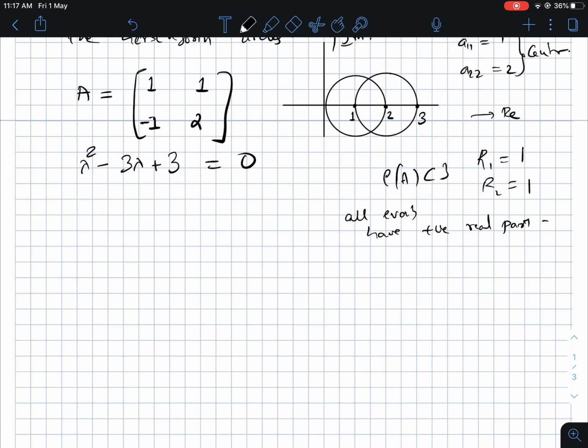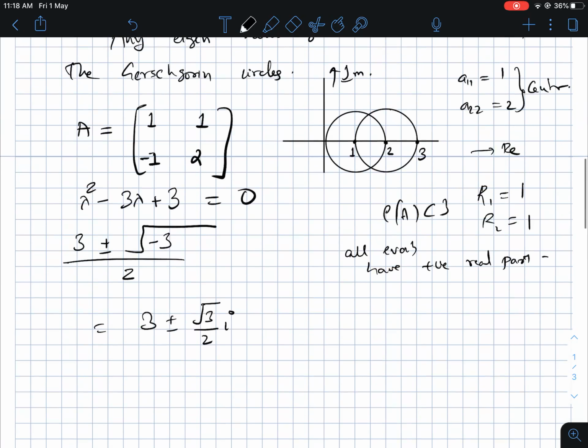That will be the characteristic polynomial, and that means the eigenvalues are going to be (3 ± √(b² − 4ac))/2. So 3² minus 12 gives minus 3, so that's (3 ± √3 i)/2. These are going to be your eigenvalues. In fact, if you plot them, 3/2 plus or minus √3/2 on the complex plane, you'll see that these two are precisely your eigenvalues.